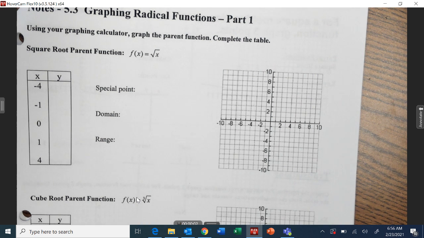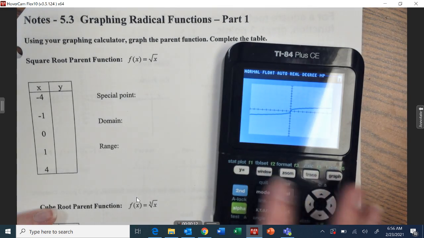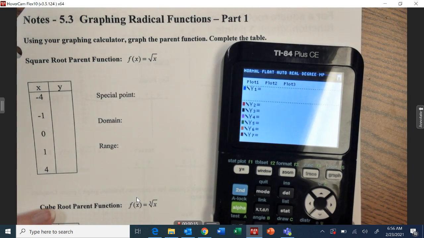Hey everyone, this video is to talk about graphing radical functions. More specifically, we're going to be focusing on the square root parent function and the cube root parent function. So the first thing I want to talk about is the graph of each of them.